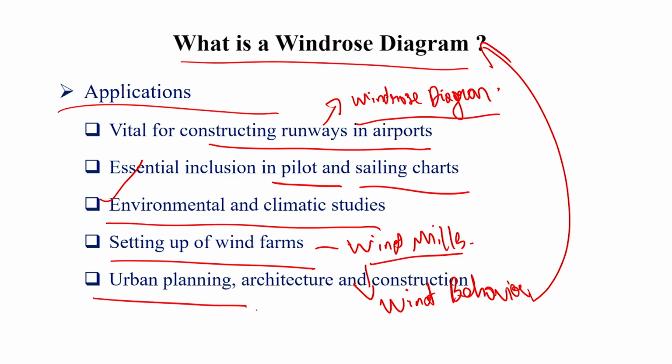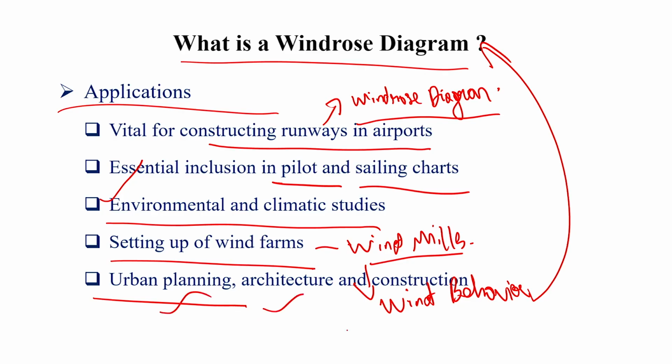And then for urban planning and architecture, especially when we try to construct high rise buildings, or if you are going to construct, let us say for example an amusement park, in all these places the direction of wind plays a very major role, because let us say there are some rides in an amusement park which have a very direct impact with wind. So, in all urban planning, architecture and construction places, the Windrose diagram plays a very major role.